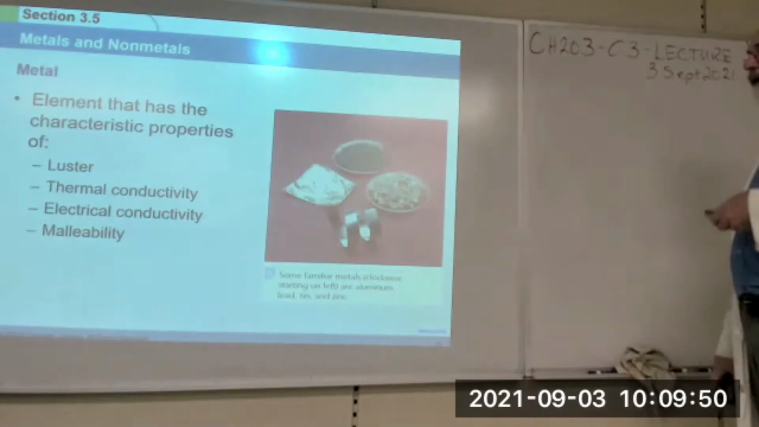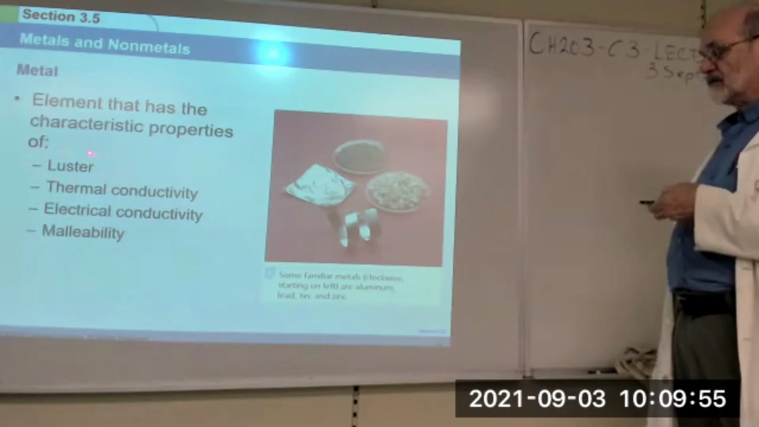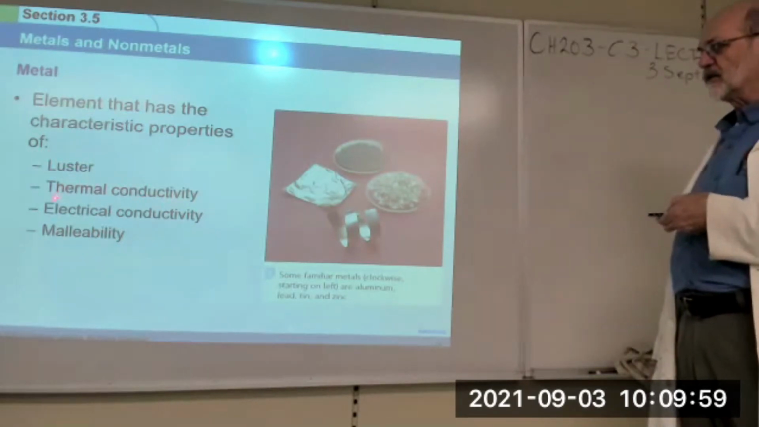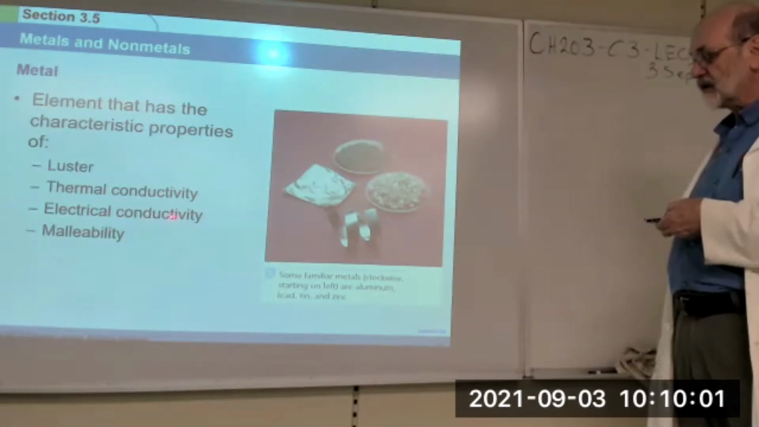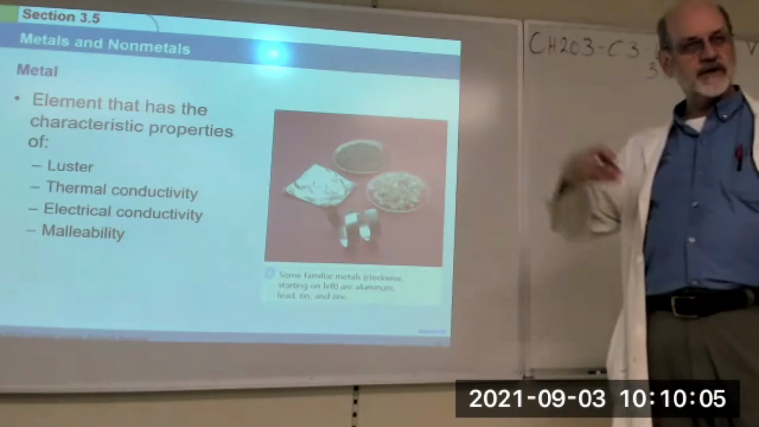Okay, so I mentioned metals earlier. Some of the characteristics of metals, right? They're lustrous, especially if you polish them. They're very good conductors of electricity and heat. They're malleable. I mentioned ductile also. You can stretch them into thin wires.